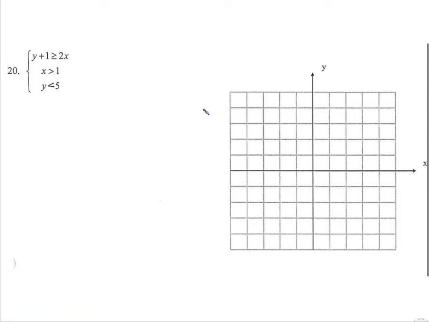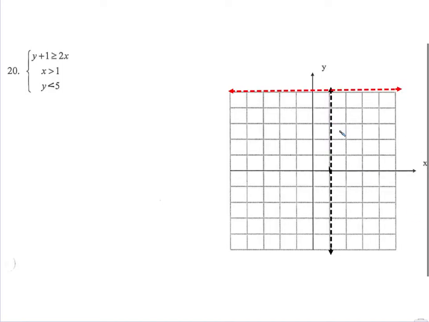X is greater than 1, so I come to x at 1, which is right there, and I make a solid or dashed line. It's a greater than, not equal to, so it's a dashed line there. I'm doing this the second equation, the middle one. What about the last equation? That's going to be another dashed line. We go the opposite way. And red, yeah, it's going to be up here at 5. 1, 2, 3, 4, 5. So there's that line. And let's go ahead and shade these two.